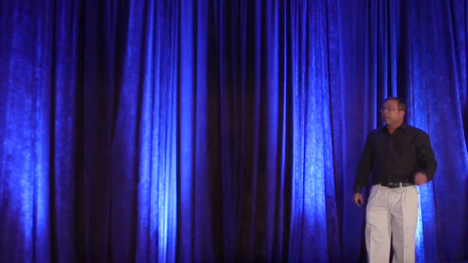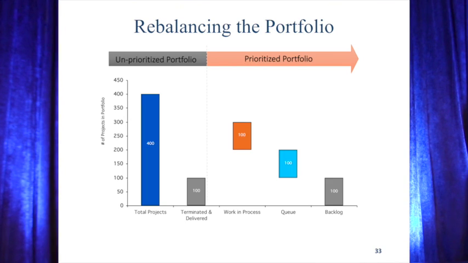So they say, okay, the rebalanced portfolio now looks like this. They started out with 400 projects. They terminated and delivered 100 of them. But the remaining ones, they don't just start working on all of them together, they queue them up. So now Roy works with his business counterparts, with the CEO of the company, and they prioritize the top 100 projects. They're going to be working on that. That is the work in process. The next 100 projects are queued up according to business priority, and then they have a backlog of 100 projects.